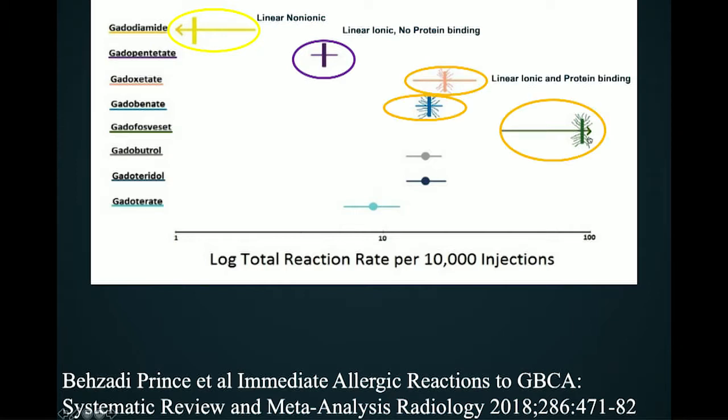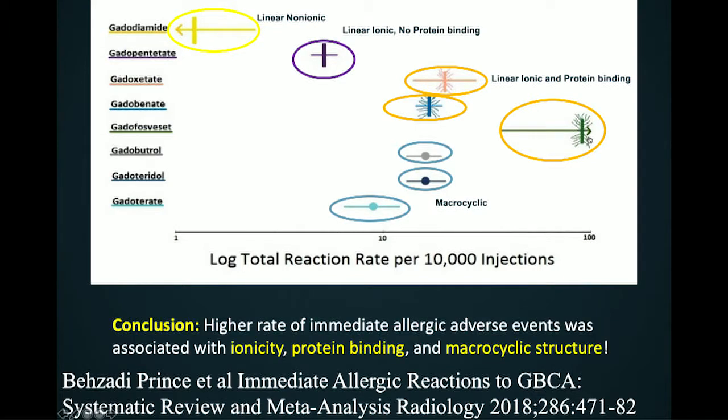Now these, gadoxetate, gadobenate, and gadofosveset, all have protein binding and are linear, but have a relatively higher rate of reactions. Presumably the protein binding is contributing to increased reaction with the immune system. And then the macrocyclics also have a higher rate of reactions compared to the linear agents. So it appears that ionicity, protein binding, and macrocyclic structure, although all contribute to favorable properties of gadolinium, seem to increase the rate of reactions.